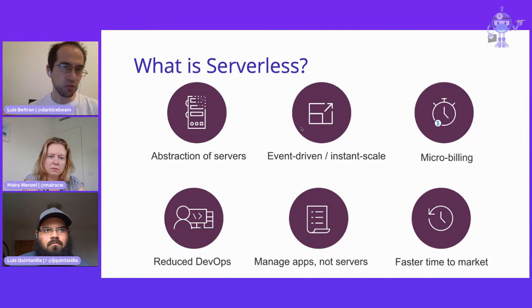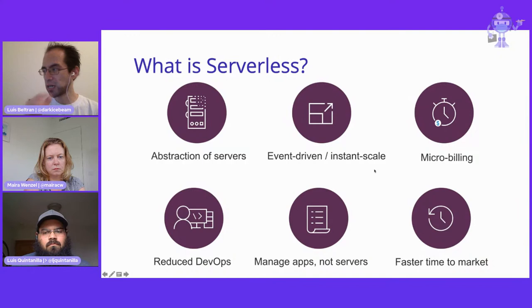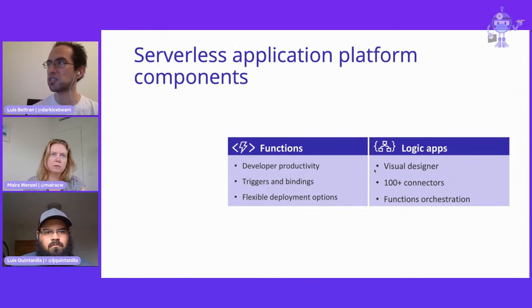Or maybe we have some other advanced scenarios. Maybe we have Cosmos DB. When there is a new row in our database, in our table or document, we will trigger and execute some code, and so on. So your code is there, it's in the cloud, and you are billed only when your code is executed. So that's the idea, and you can very quickly go to production or to market. So you worry about applications, not servers.